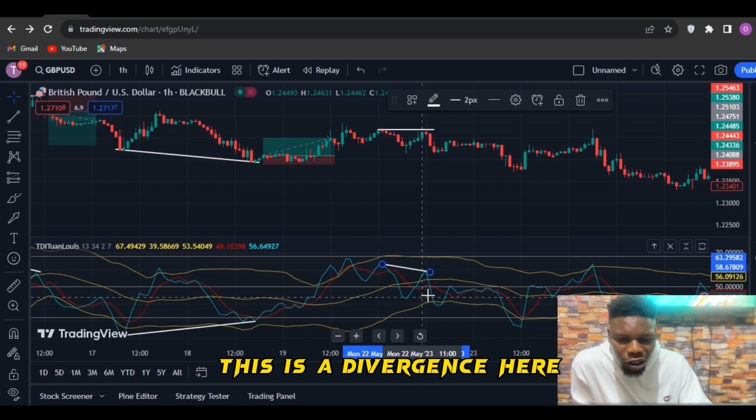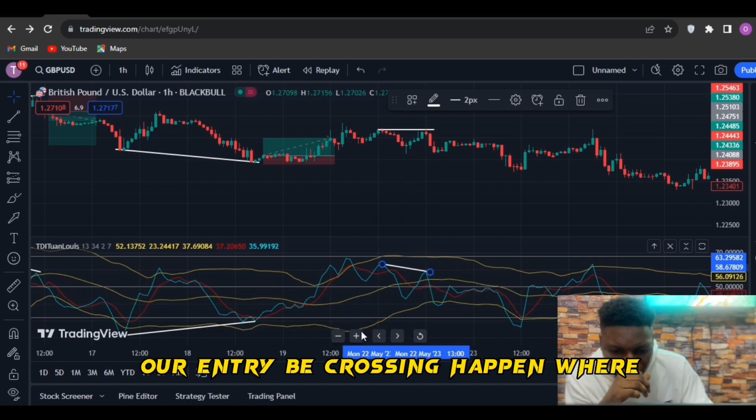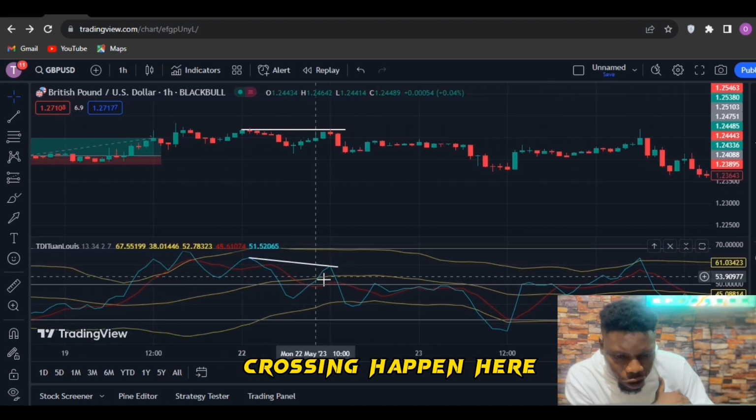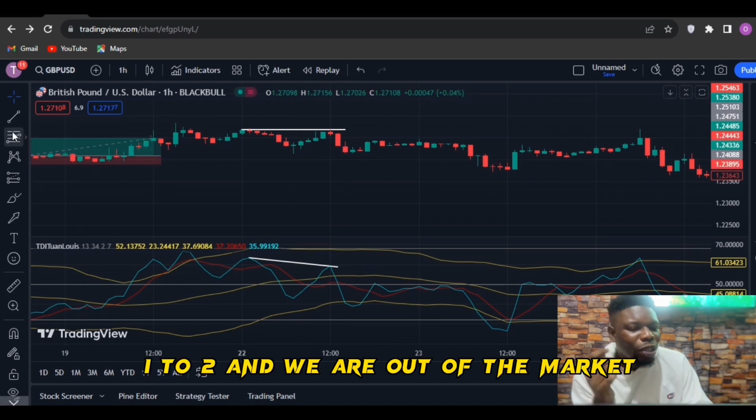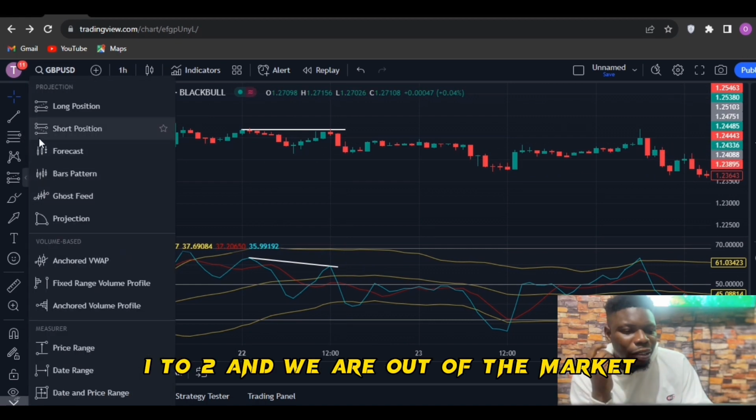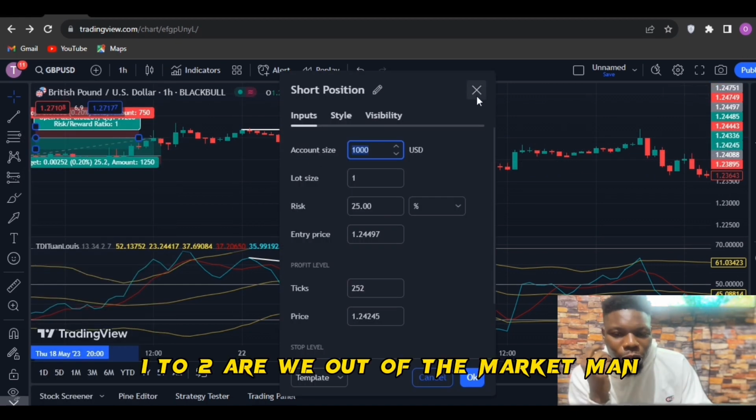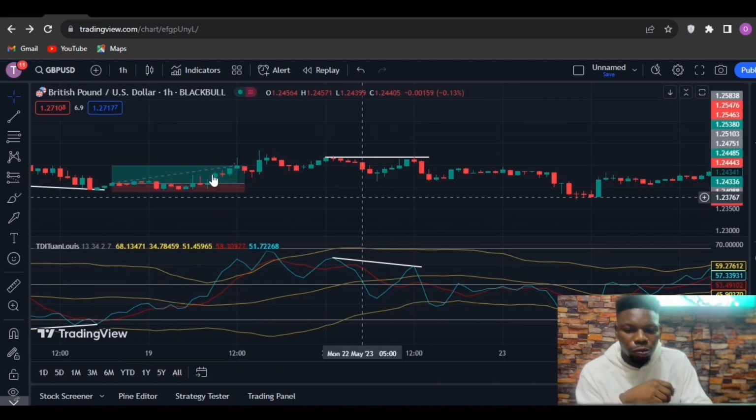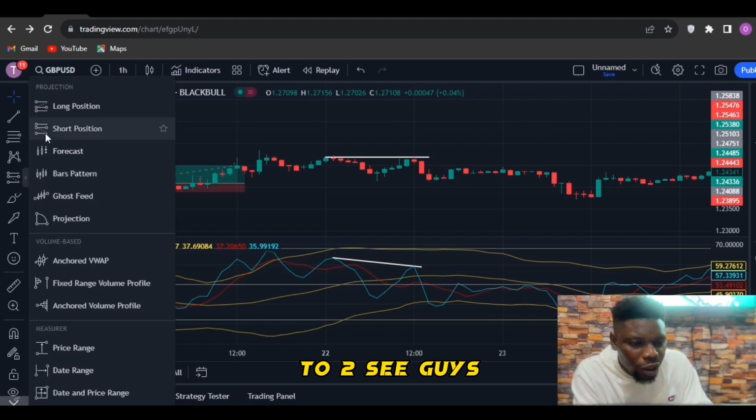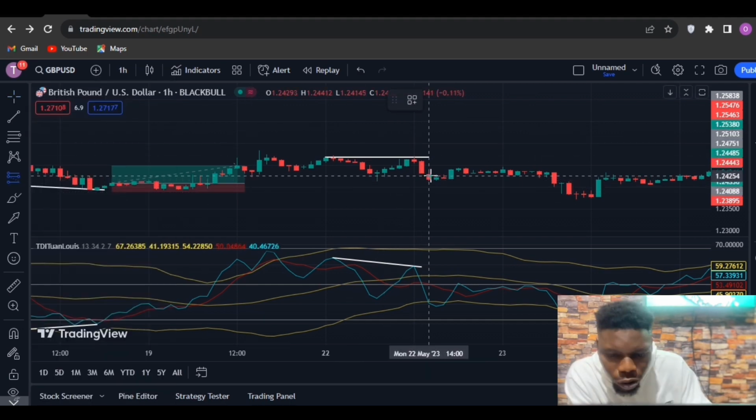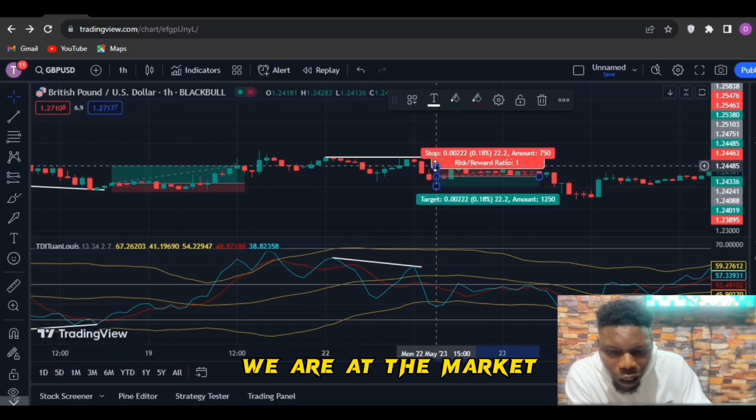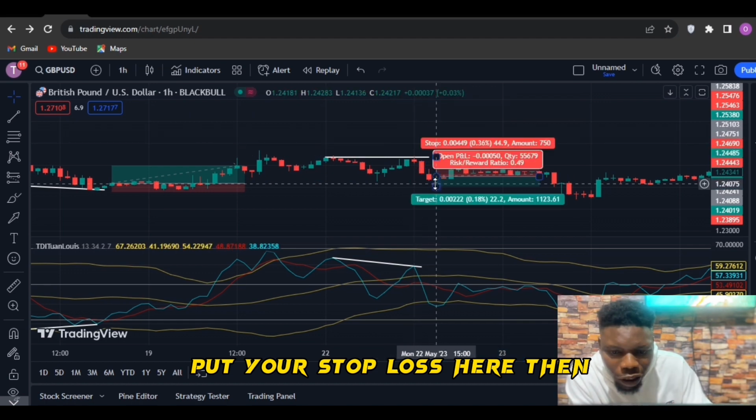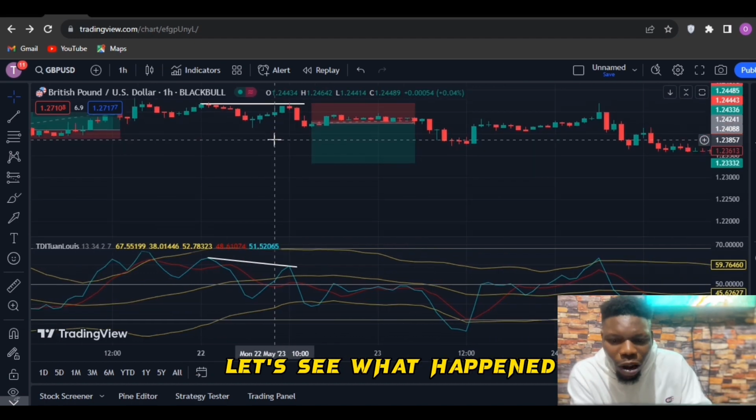It is a divergence here. The crossing happened where? Crossing happened here. Entry here, 1 to 2, and we are out of the market. You just take your 1 to 2. See, guys, take your 1 to 2. We are out of the market. Put your stop loss here. Then let's see what happened.